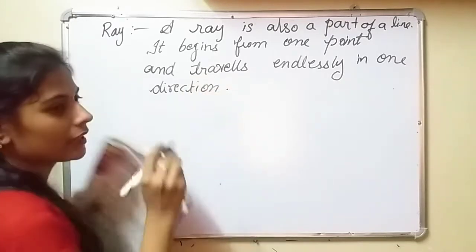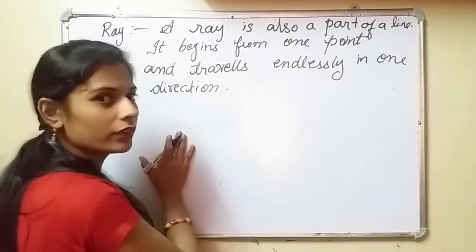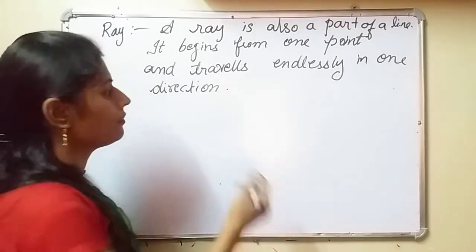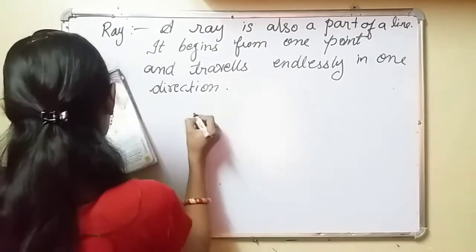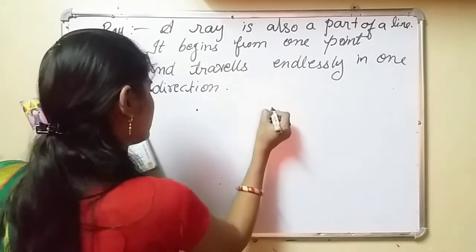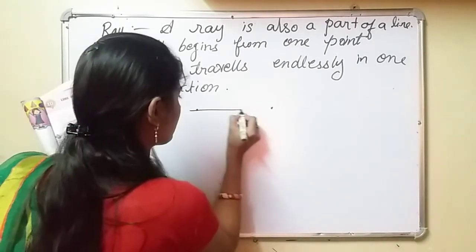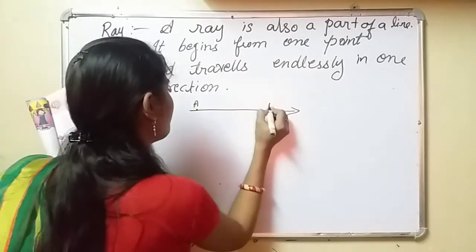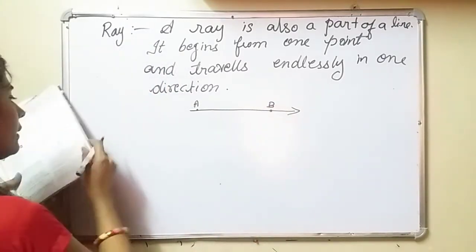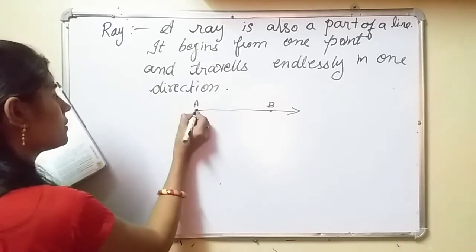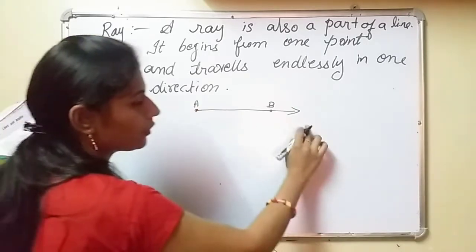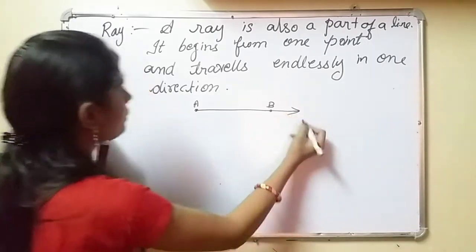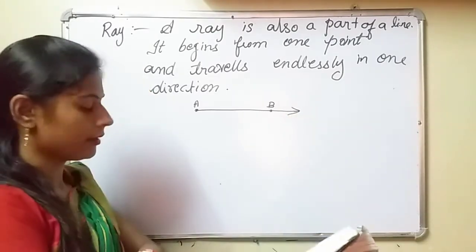See, just now we studied about a line, so a line can go in both directions and a ray can travel only in one direction like this. It can travel only in one direction, that is, your points A and B. Starting from this, it can travel only in one direction, it cannot travel in both directions, that is called a ray.